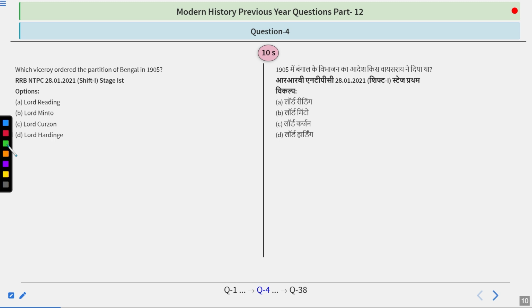Which viceroy ordered the partition of Bengal in 1905? Options are in front of you: Lord Reading, Lord Minto, Lord Curzon, Lord Hardinge. Simple question this is.